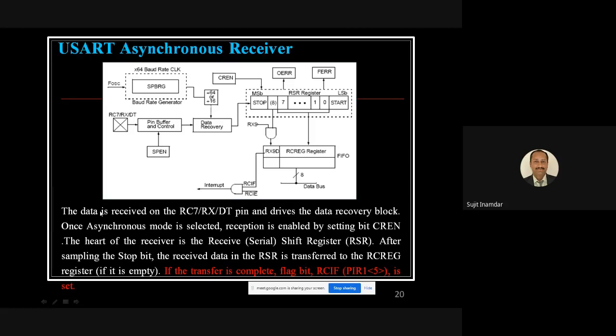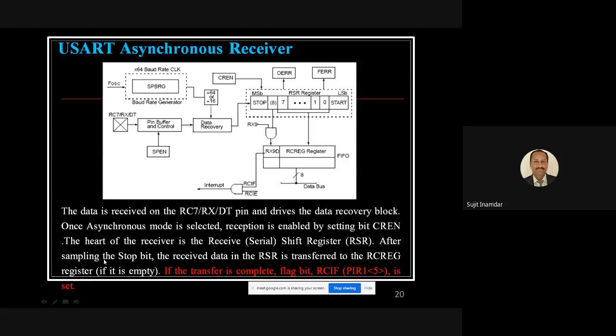The same it is explained over here, so we will just read out. The data received on RX pin drives the data recovery block. Once the asynchronous mode is selected, reception is enabled by setting the bit CREN. The heart of receiver is receive shift register, that is RSR. So this is the shift register over here.